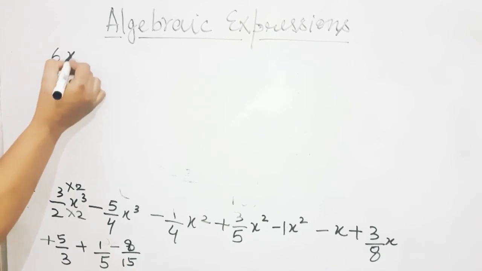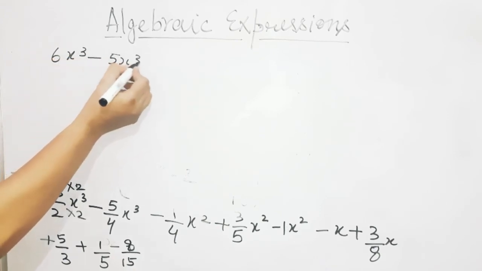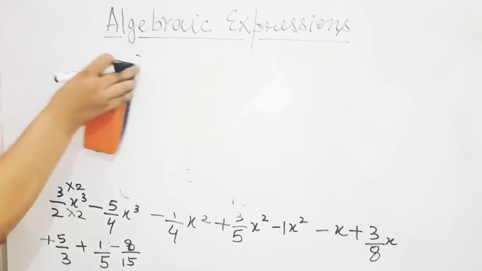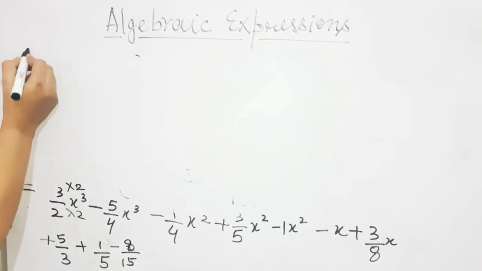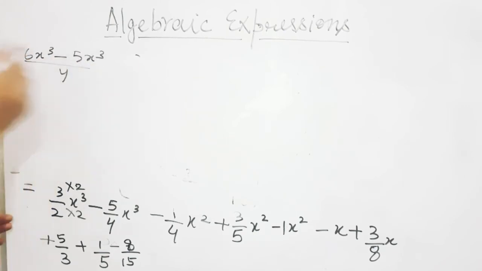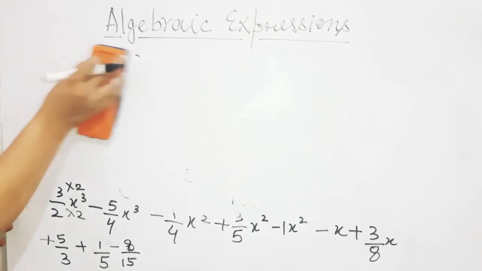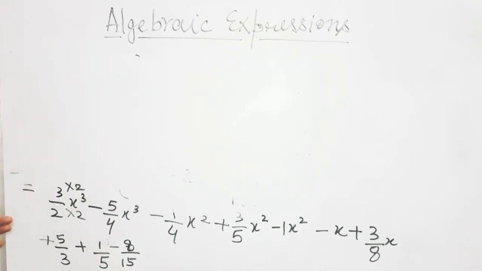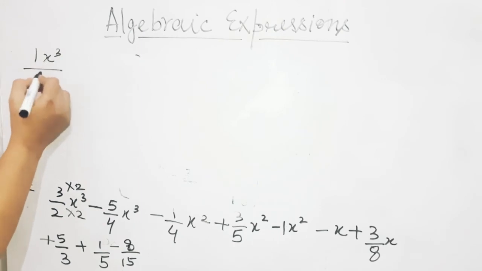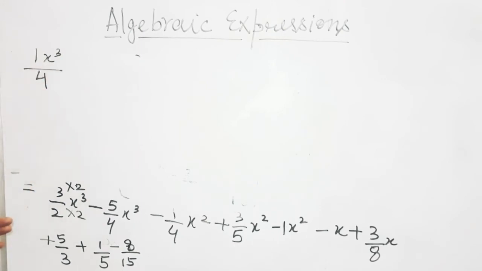So it will be 6x cube minus 5x cube upon 4, and 6 minus 5 is 1. So the final answer will be, either you write 1 or you can simply write x cube upon 4. So we have solved this part. Now coming to x square part.